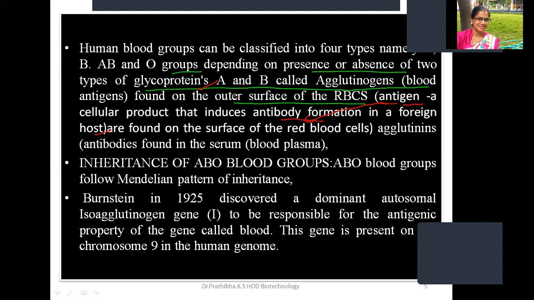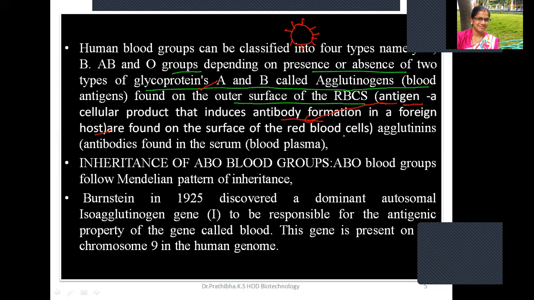I said here, based on the presence or absence. Whatever RBC cell you have, on the surface of the RBC you can see the presence of glycoproteins like this. If there is A antigen or B antigen, or if there is no antigen, based on the presence or absence of the antigen on the surface of RBC, we are able to differentiate the blood groups into A blood group, B blood group, AB blood group, and O blood group. Hope you understood here.